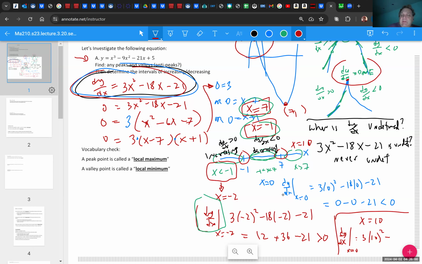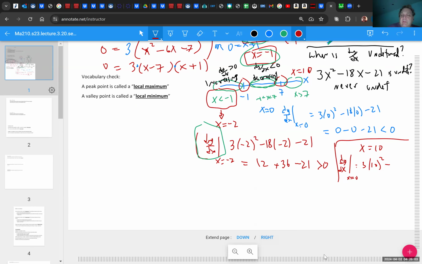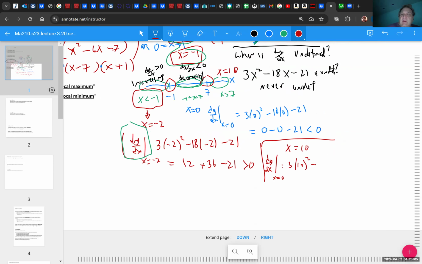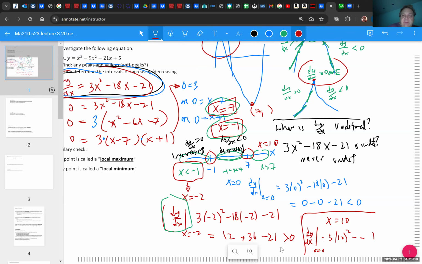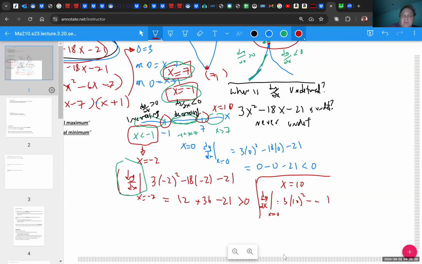I need some more space. 3 times 10 squared minus, is it 18? Yeah, I guess it's 18. Am I writing down the right derivative? Yeah, I am. I lost track because it's over here. 18x minus 21. All right. Minus 18 times our x value minus 21.